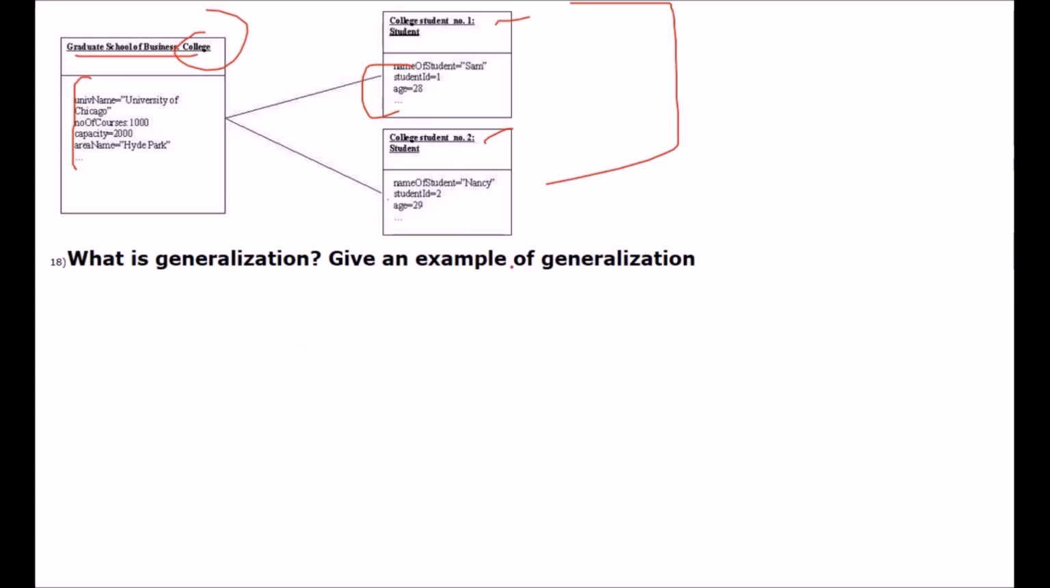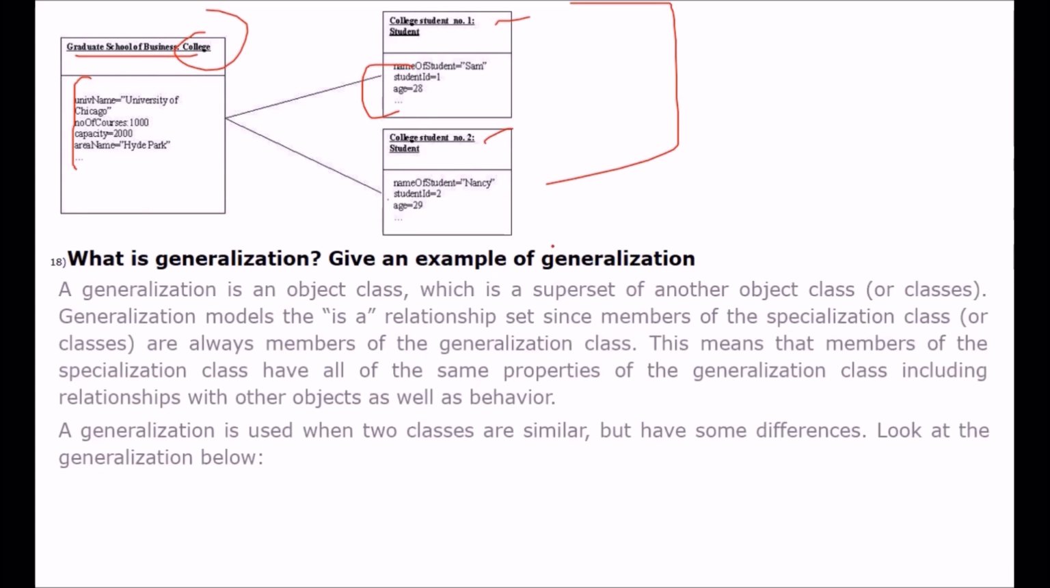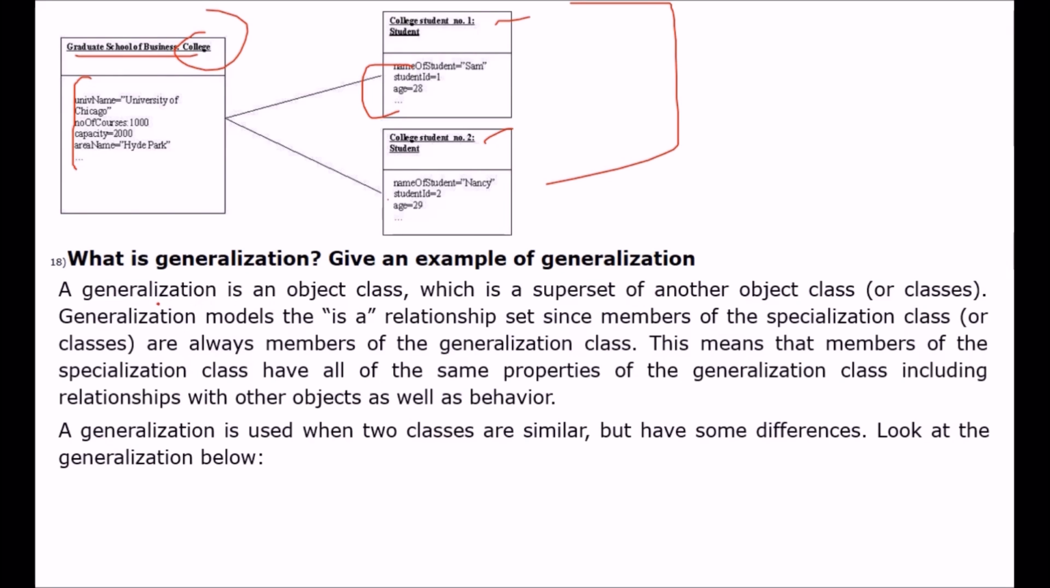What is generalization? Give an example of generalization. Generalization is an object class which is a superset of another object class or classes. Generalization models an is-a relationship. It means if you take human being, you say a male is a human being, a female is a human being, so you generalize it. So how do you generalize? A female is a human being, a male is a human being. So there is a relationship in between, which is generalization.